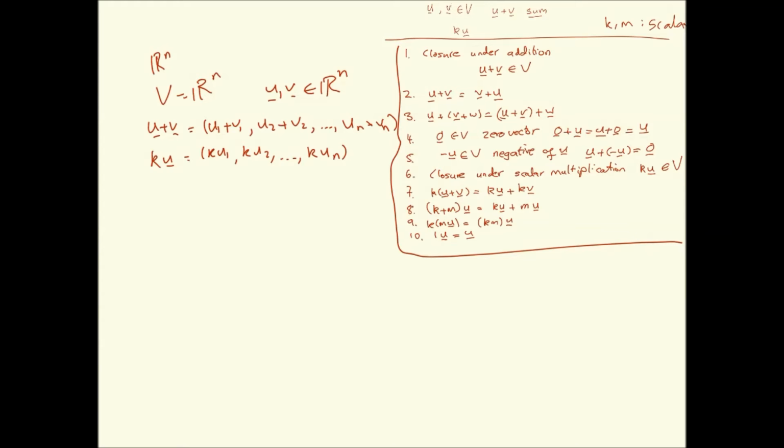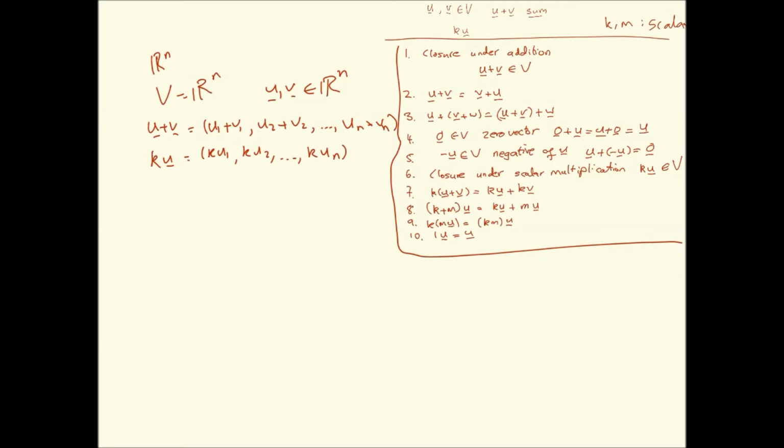Closure under addition: how do we demonstrate it? If you take two vectors in Rn and add them according to this definition of addition, what results is a vector that is also in Rn, because when I add u and v, I'm not going to get an extra component. I'm still going to have n components, which means it still belongs to Rn. So clearly, this is closed under addition.